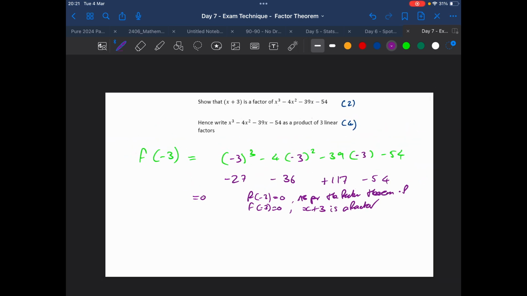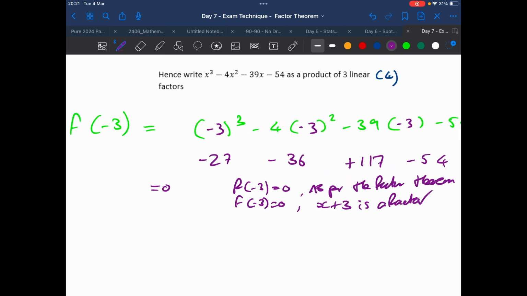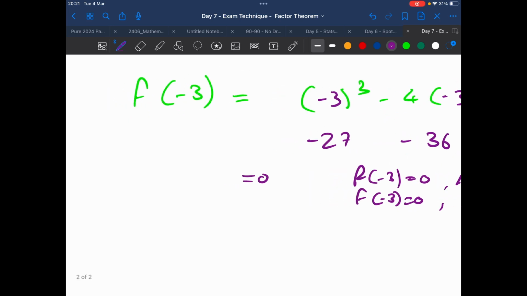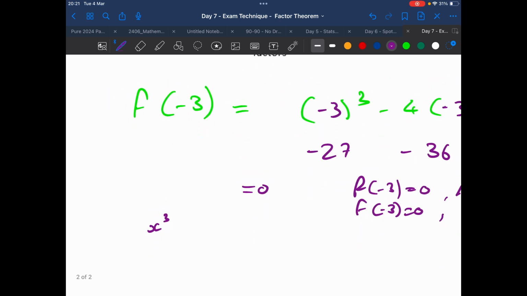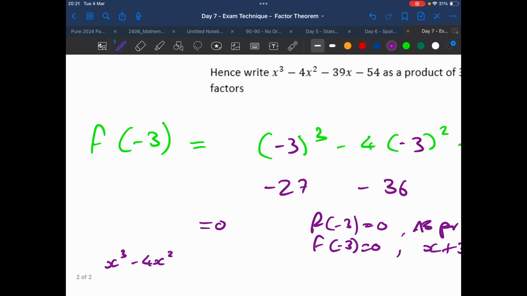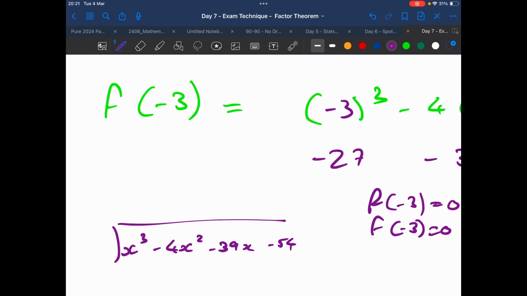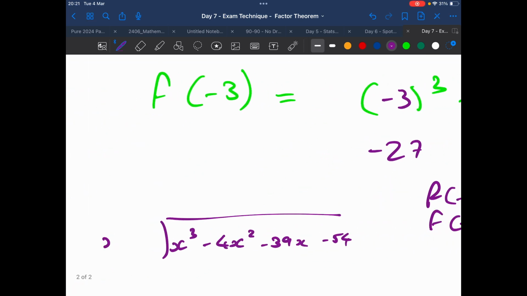Let's do some long division this time. So we're going to do x cubed minus 4x squared minus 39x minus 54. We were doing x plus 3 was the factor that we knew about. So let's try it again with a different method this time.